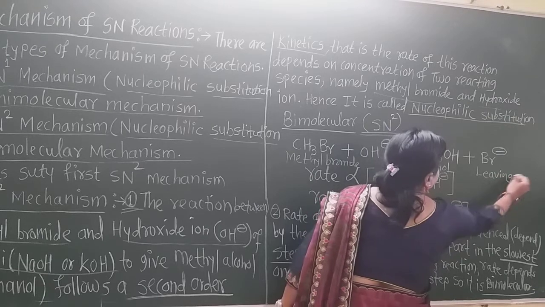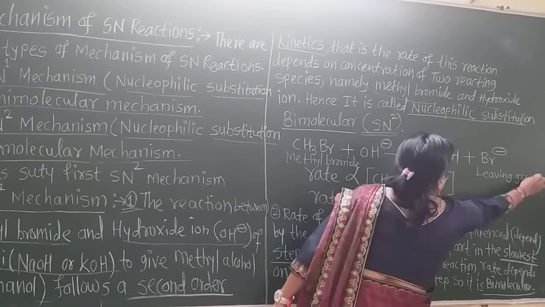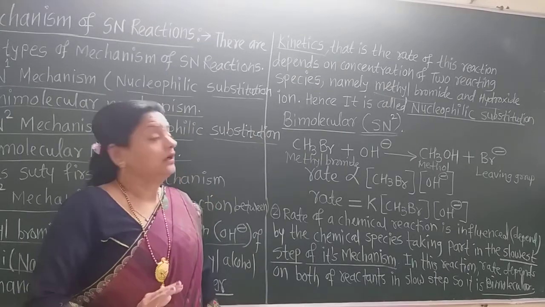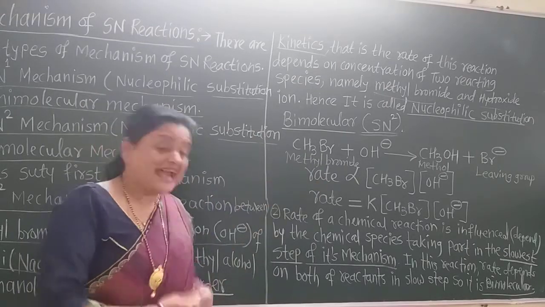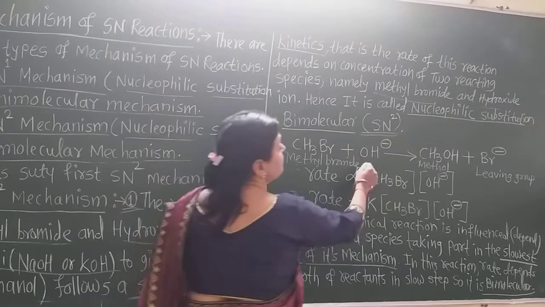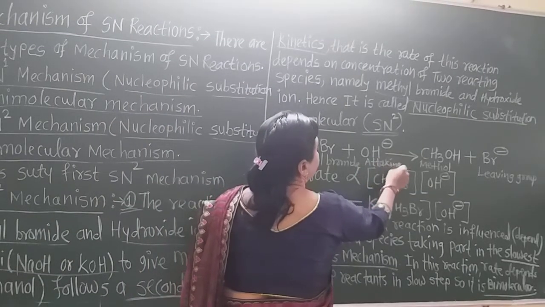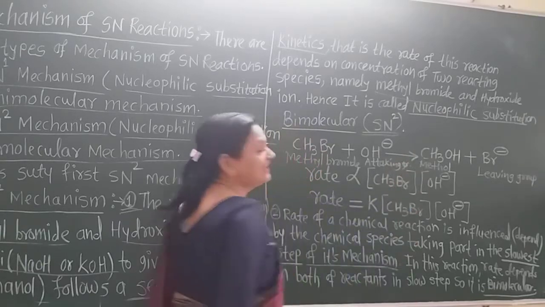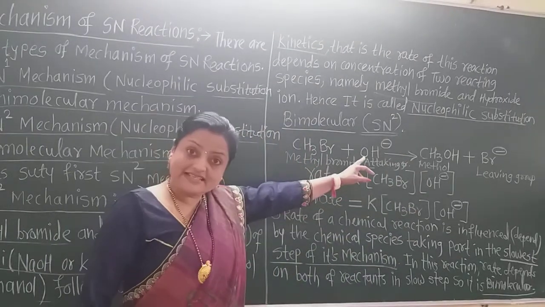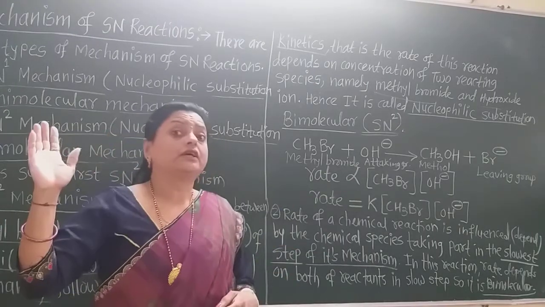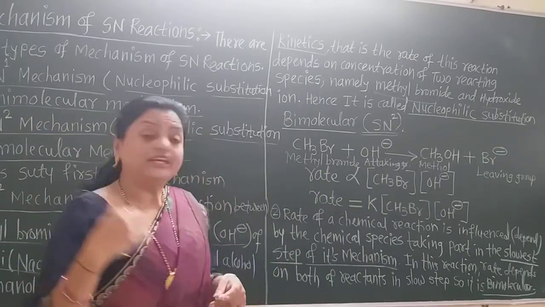Leaving group means what? That group, the bromide ion, leaves, and the OH ion gets attached. So this OH minus is also called the attacking group or nucleophile. The OH minus ion is the attacking nucleophile, and the bromide ion which leaves is called the leaving group.